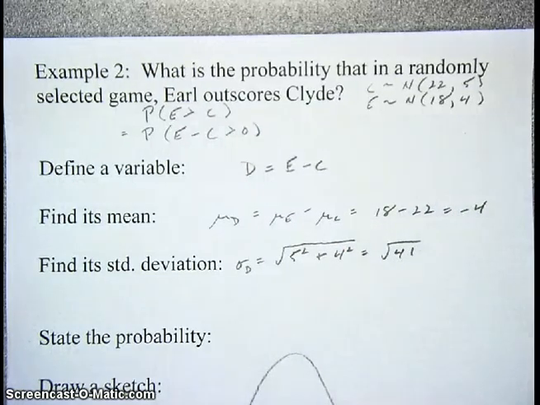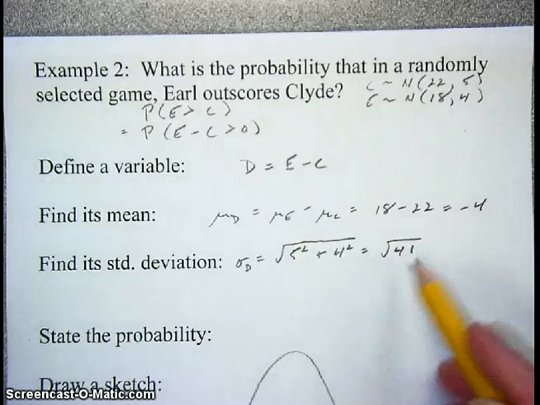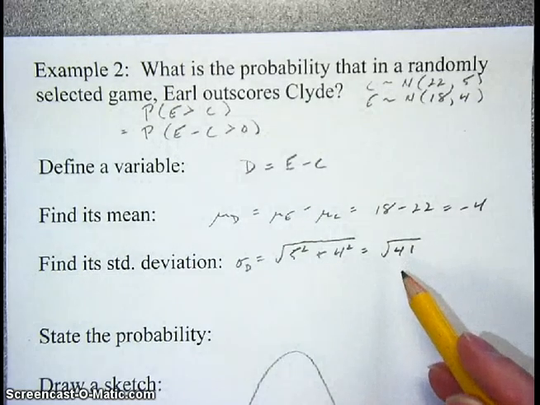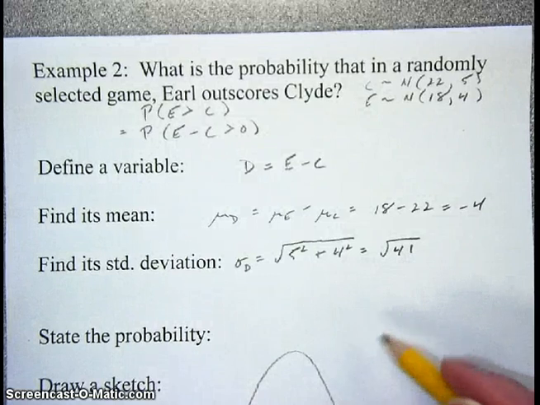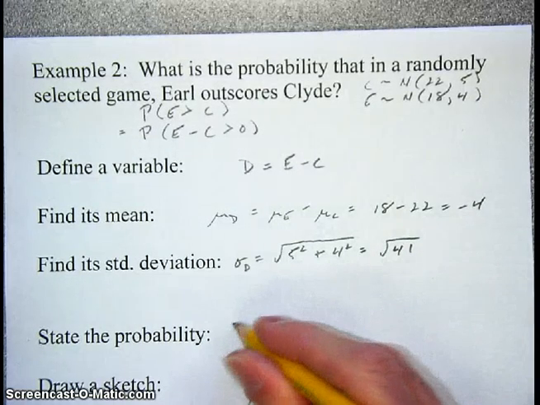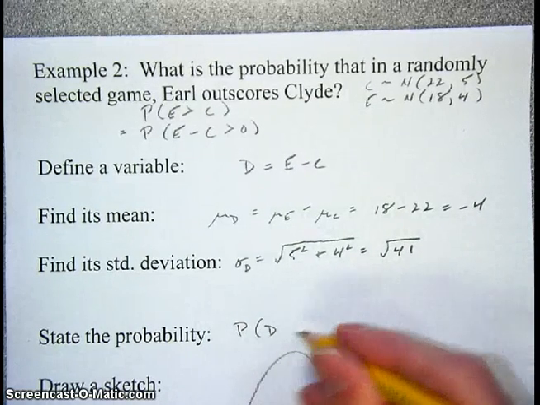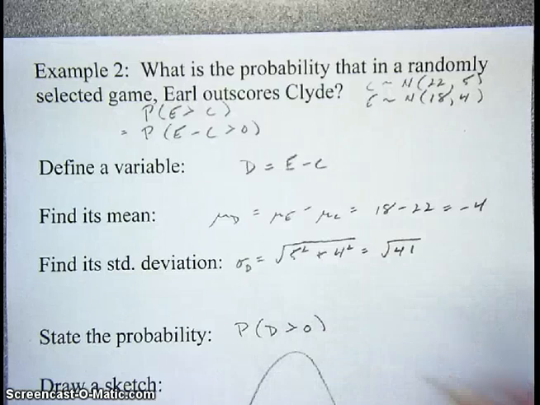And that's the same as before when we were working with the problem with the total. The variance of a difference and the variance of a total are the same thing. So the variance of a sum, the variance of a difference, they're the same. So it's not a surprise that you get the square root of 41 for this standard deviation. Now the probability we're looking for is the probability that D is greater than 0.